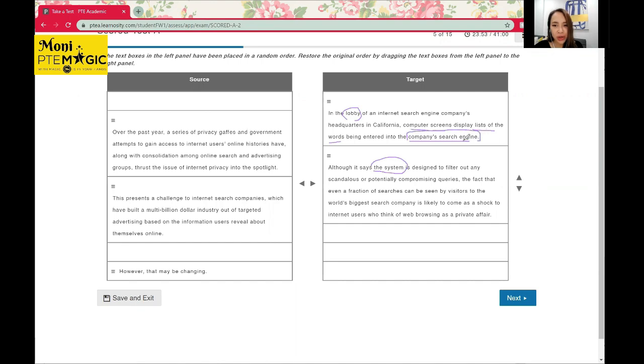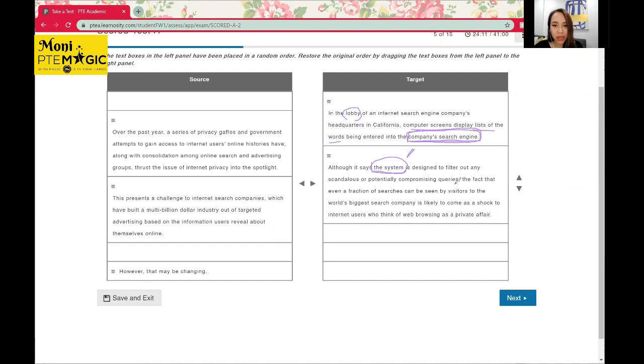Normally pay attention to when you reorder a paragraph, whatever the sentence ends with, the same thing will normally start the next sentence. Okay, into the company search engine. So the system is this one here.